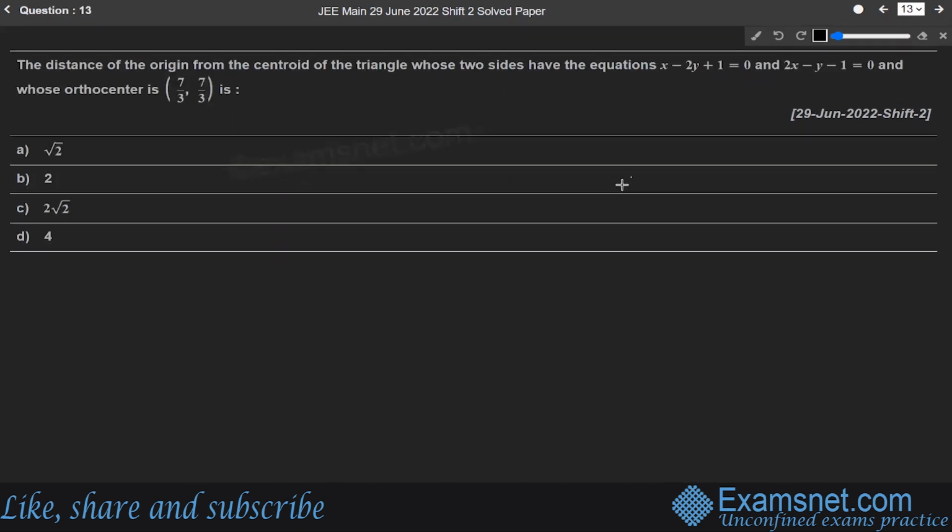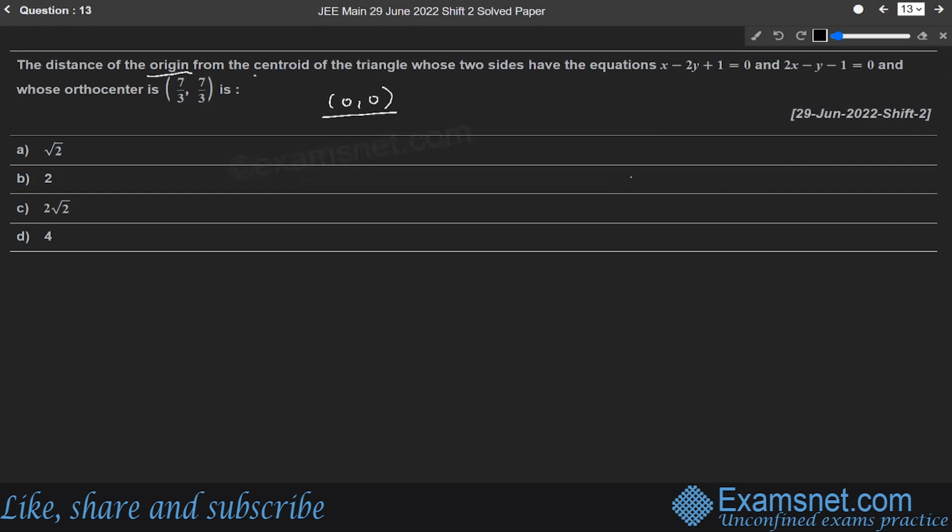Next question is: the distance of the origin from the centroid of the triangle whose two sides have the equations x minus 2y plus 1 is equal to 0 and 2x minus y minus 1 is equal to 0, and whose orthocenter is 7 by 3 comma 7 by 3, is. In this question, we have to find the distance of the origin from the centroid of the triangle. Origin here means 0 comma 0. We have to find the distance of this origin from the centroid of the triangle.